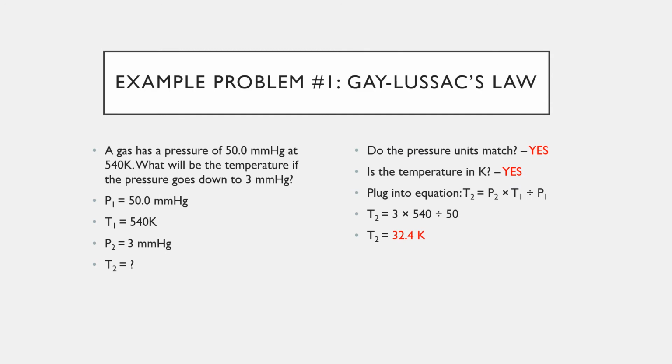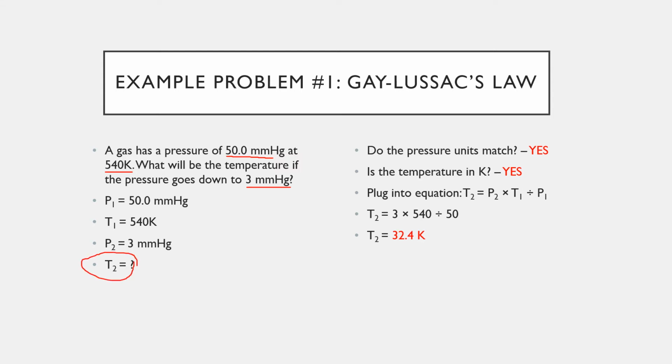Okay, so here's the first example problem. This is the Gay-Lussac's law problem. As we read it, it says a gas has a pressure of 50 millimeters of mercury at 540 Kelvin. So this is your first pressure and your first temperature. What will be the temperature if the pressure goes down to 3 millimeters of mercury? So that's your second pressure. It wants to know what the second temperature is.